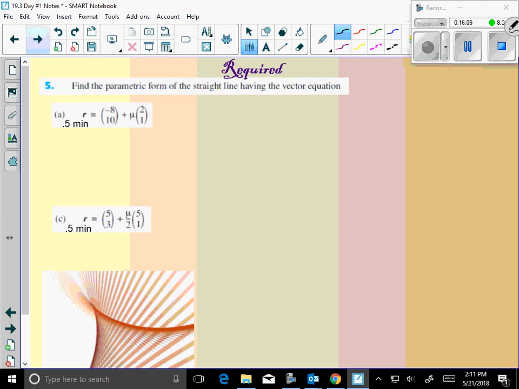Oh, this is scary. Find the parametric form. Oh, gosh. Well, isn't r just x, y? Yeah. So wouldn't x be -8 plus 2 mu? Y equals 10 plus. I'm done. That's the parametric representation.